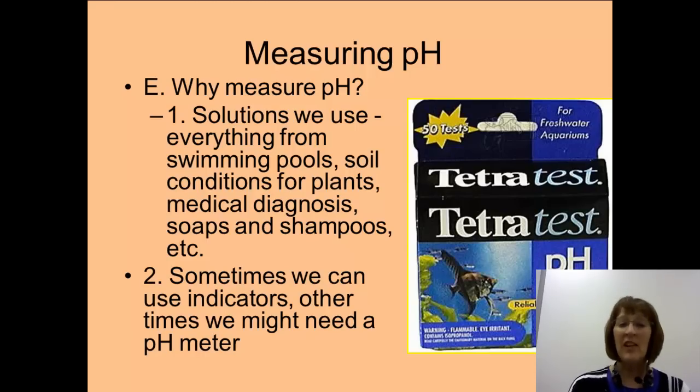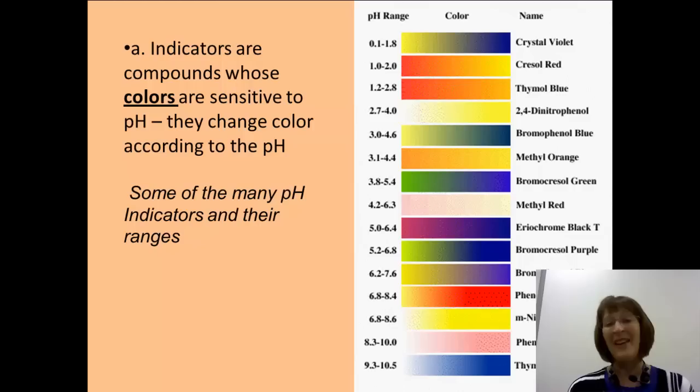Sometimes you can use indicators. Other times we need a pH meter, and they look at a lot of different things. Indicators are kind of cool because they change colors at different pHs. So if you put this indicator in the liquid and then you add an acid to it or you add a base to it, then you can get it to change all sorts of weird colors. So indicators are compounds whose colors are sensitive to pH, and they change color according to the pH.